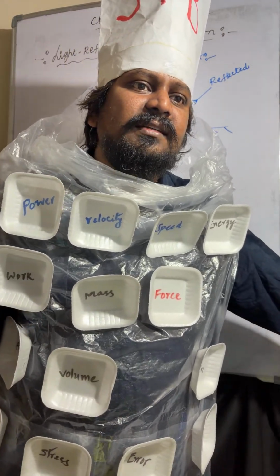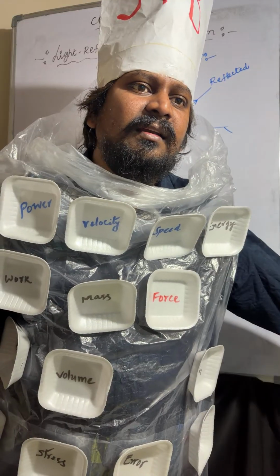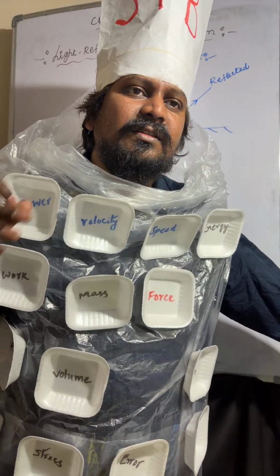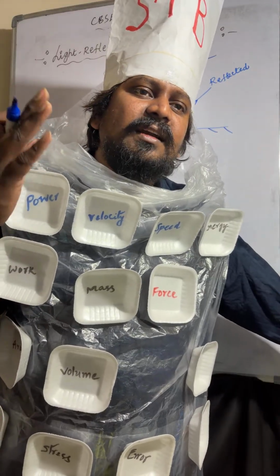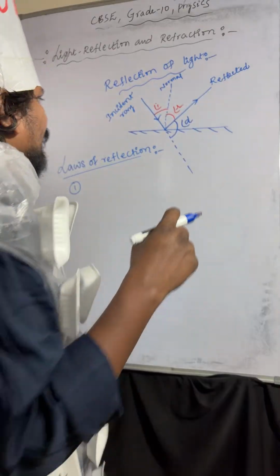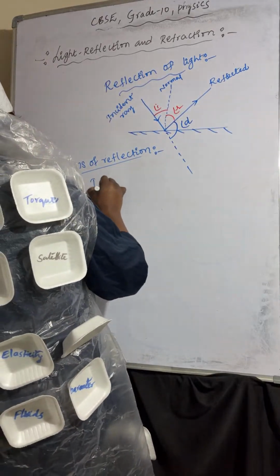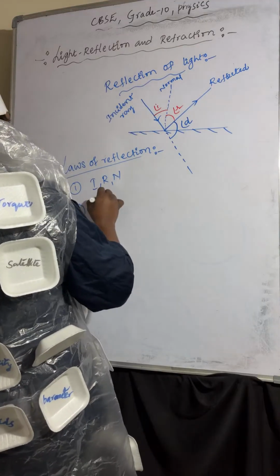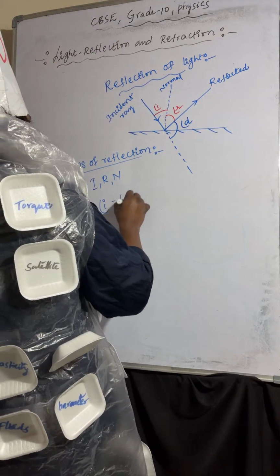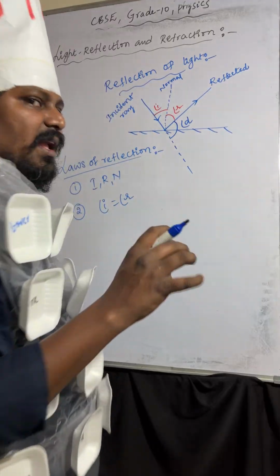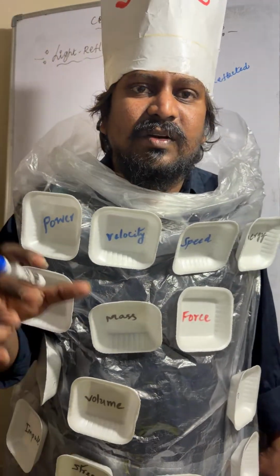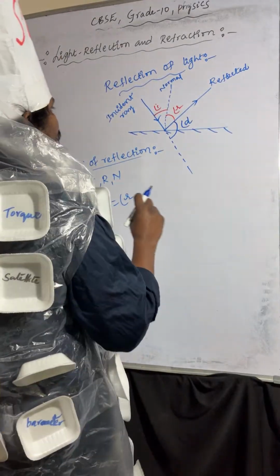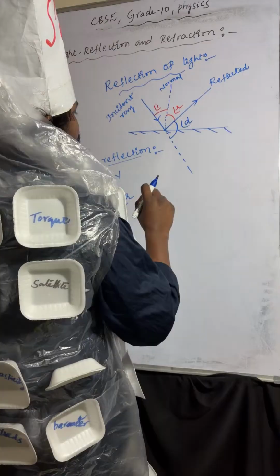Incident ray, reflected ray, normal line. Understood? The incident ray, reflected ray, and normal line lie on the same plane. The angle of incidence is equal to the angle of reflection. So this is about the laws of reflection.